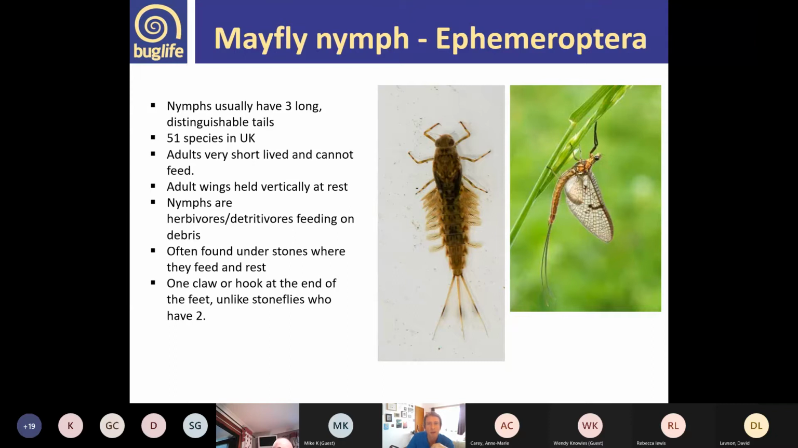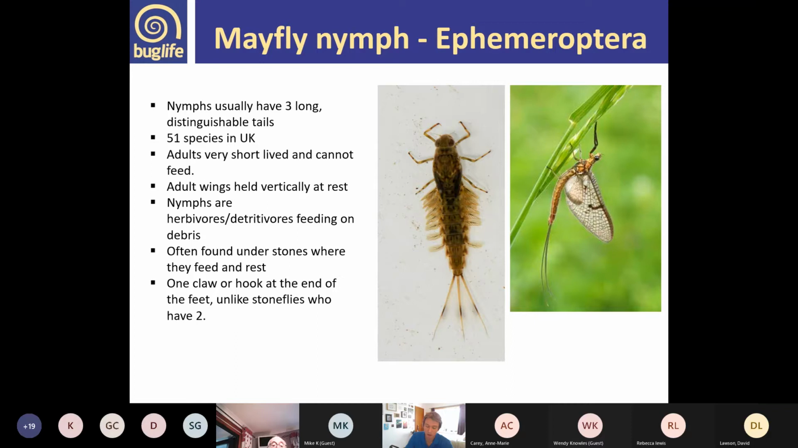Mayfly nymphs have prominent gills down the side of their abdomen, much like the older fly larvae. They're herbivorous and rely on very good water quality. And as a result, this makes them a very good biodiversity indicator species. So if we have lots of mayfly nymphs, then we know that we've got reasonably clean water.